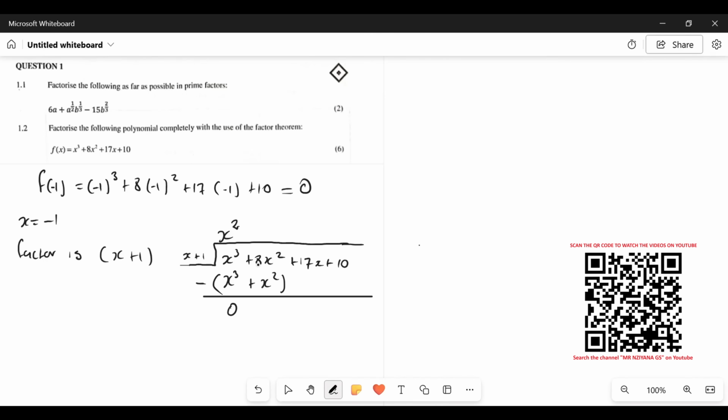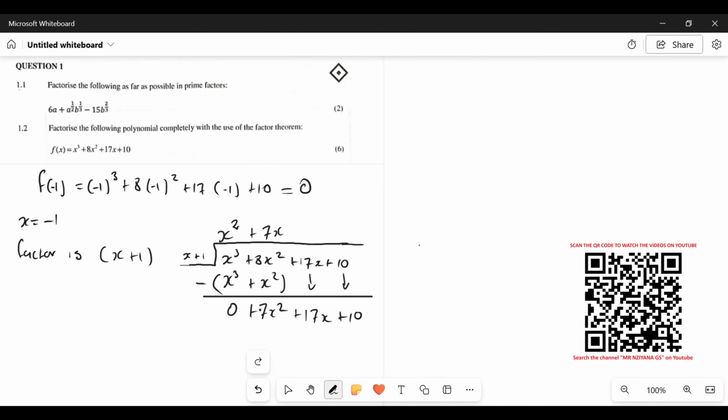Also, this x squared is going to be negative, negative x squared plus 8x squared. That is going to give us positive 7x squared. Then these ones here, you drop them. So we're going to drop plus 17x plus 10. Repeat the same steps again. We divide this 7x squared with the x there. So 7x squared divided by x, that is going to give us plus 7x. There we go. Then from there, we multiply again. We're going to multiply this 7x with this here.